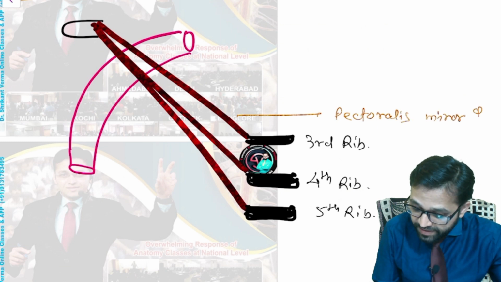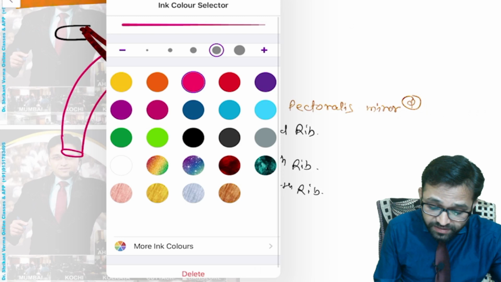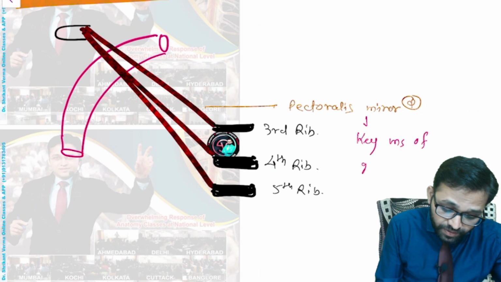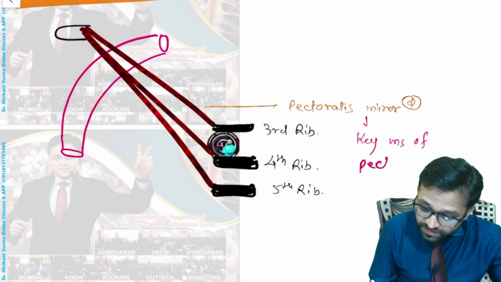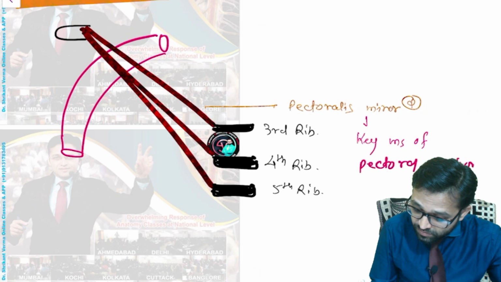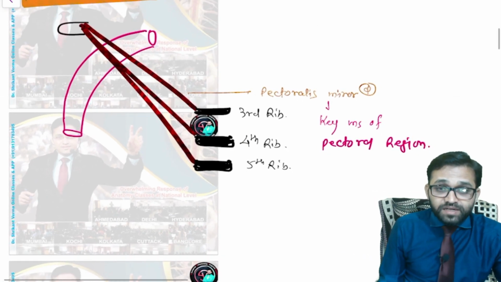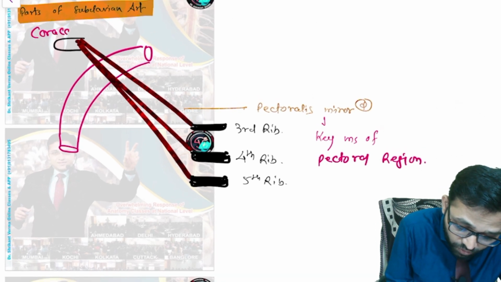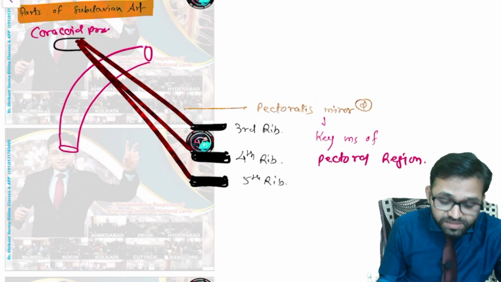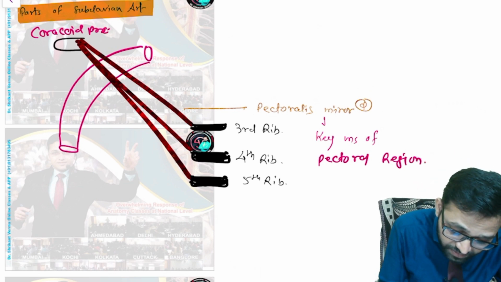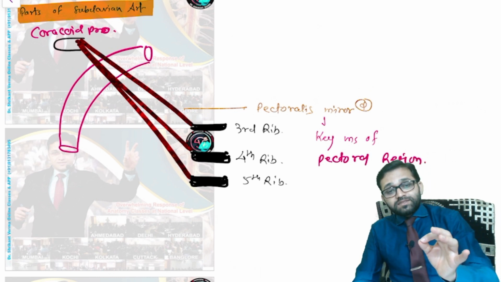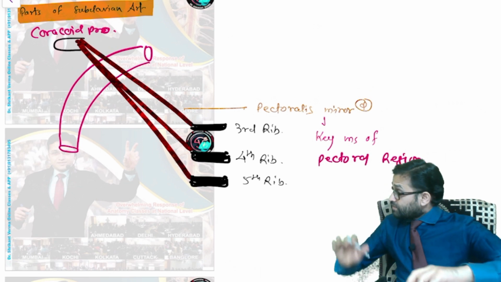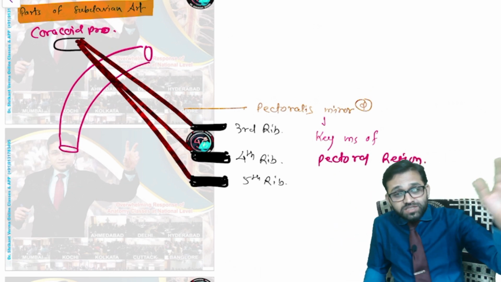MCQ. This pectoralis minor is considered as our key muscle of pectoral region. Yes, it is the key muscle of the pectoral region and it is getting insertion into our coracoid process, better to say medial and upper surface. We have seen our three-dimensional anatomy video where we have observed the pectoralis minor origin, insertion, these different things.